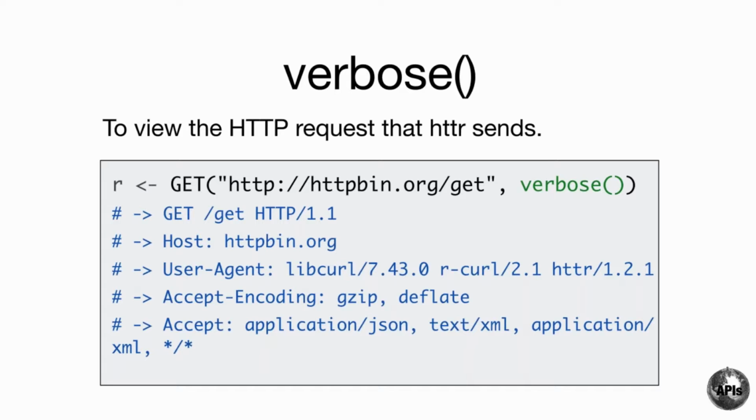There's one more argument that you would use with the request function that's very helpful, and that's the verbose function. If you pass verbose as a function with the parentheses behind it, so a called function, into the GET function as an argument, the GET function will do what it's going to do anyways, but it will print out the actual HTTP that it's sending as a request. And it'll also print out the response it gets. I didn't paste that into the slide here.